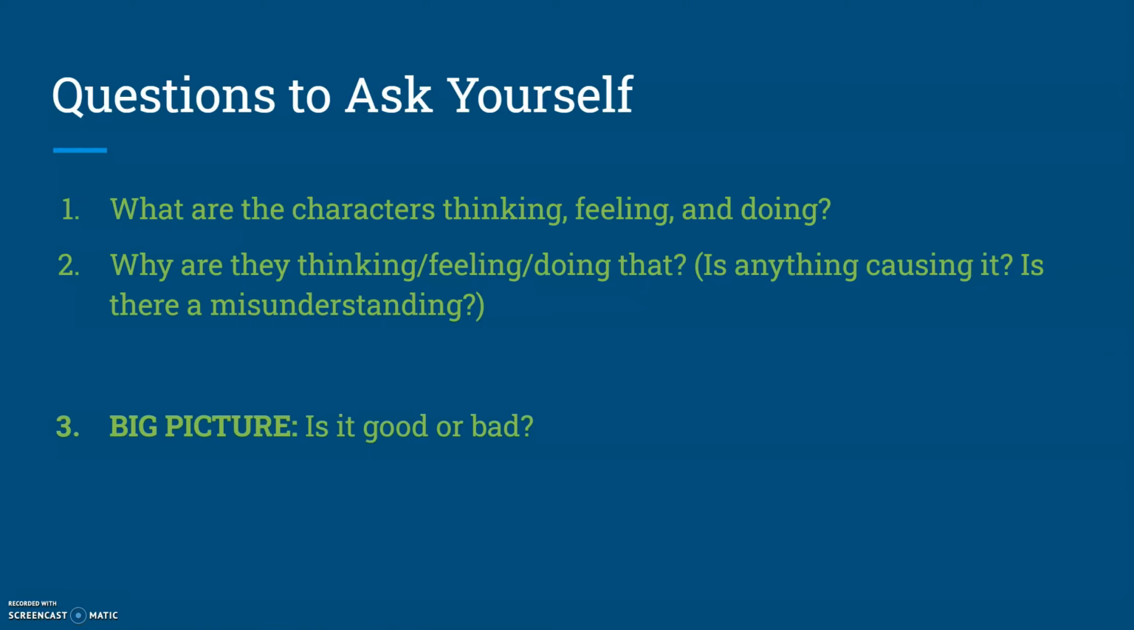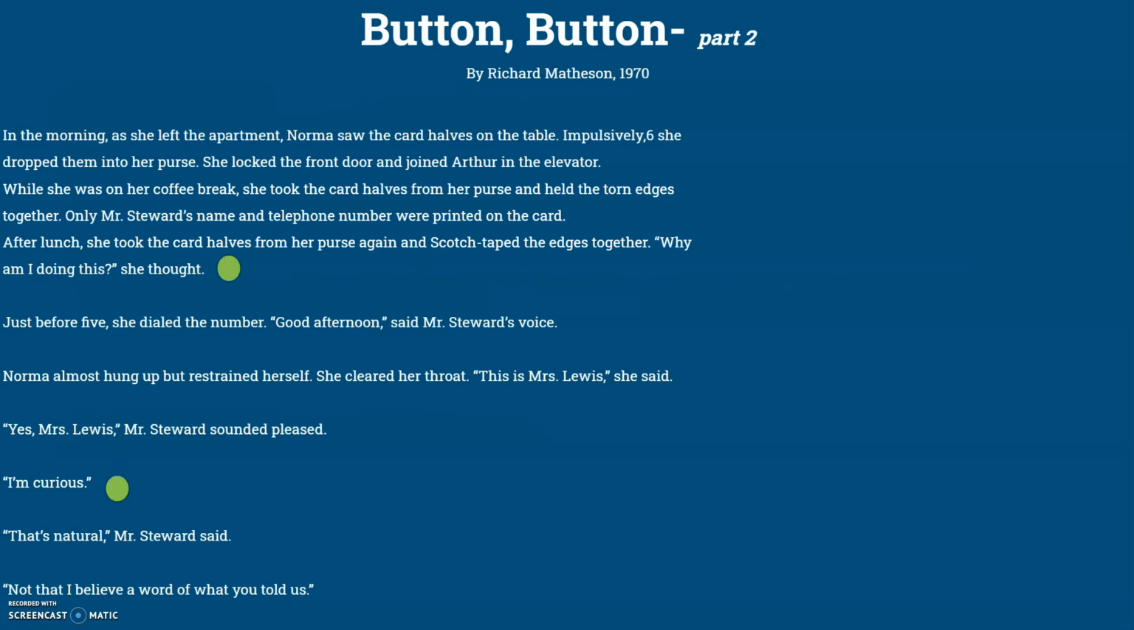So now that we've read through the text, some questions we want to ask ourselves are: number 1, what are the characters thinking, feeling, and doing? Number 2, why are they thinking, feeling, and doing that? And number 3, big picture question, is it good or is it bad? Now this is something we want to keep in the back of our minds, but we can't really answer this question just yet, because we haven't progressed enough in the story. So let's look for some answers.